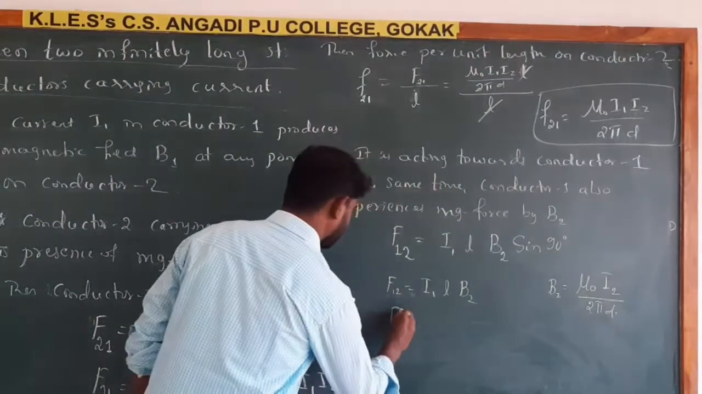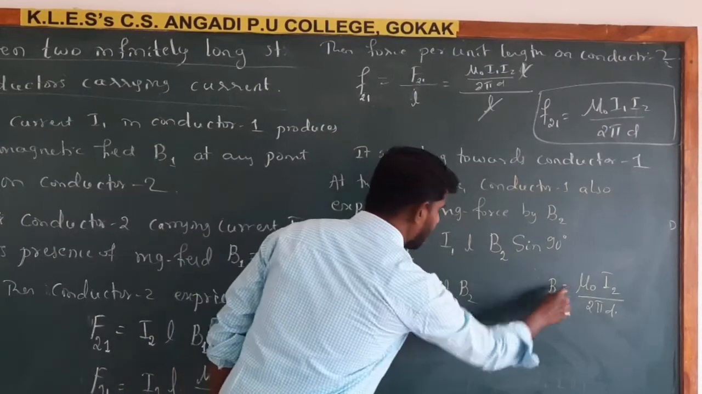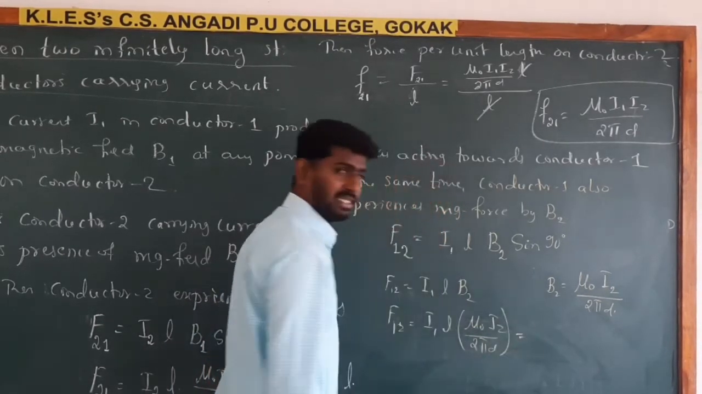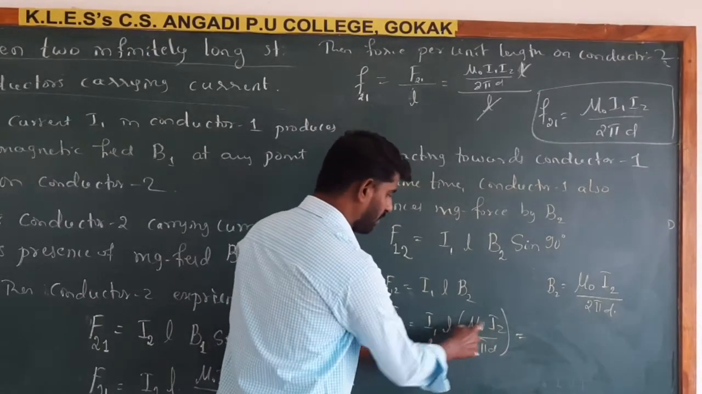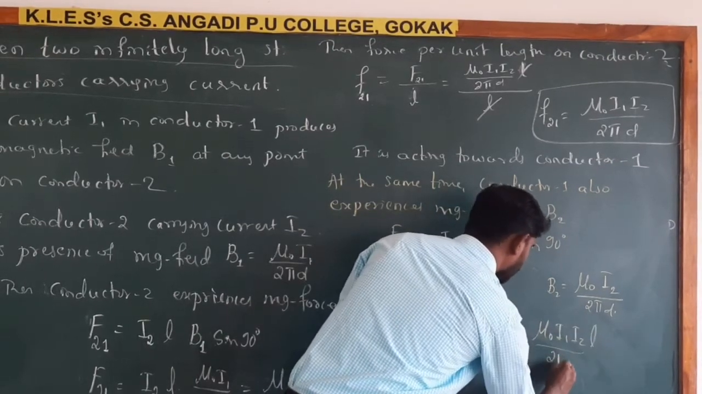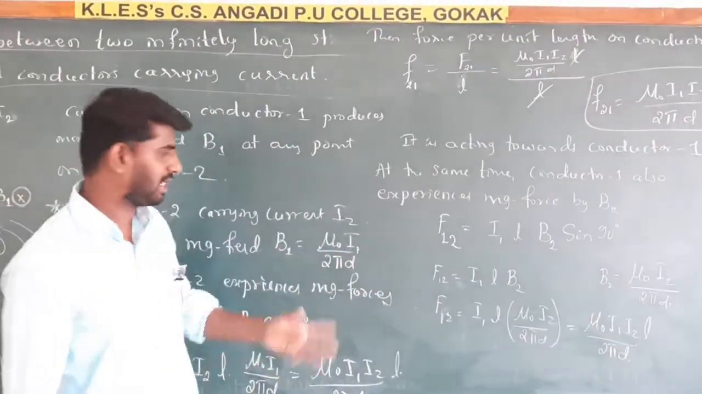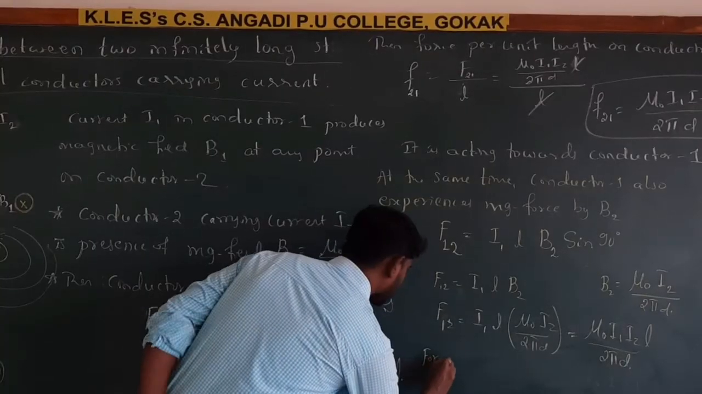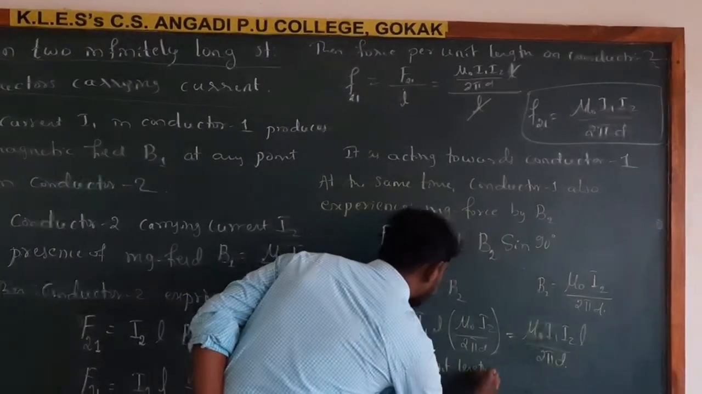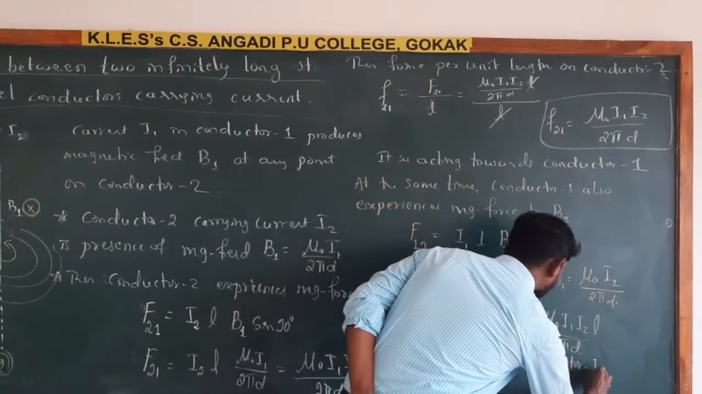Okay, if I substitute this, F12 is equal to I1 into L, into B value mu naught I2 divided by 2 pi d, so it is equal to mu naught I1 I2 L divided by 2 pi d. So what is this? This is the total force experienced by the first conductor. Next, I will write one more word: force per unit length on conductor 1.